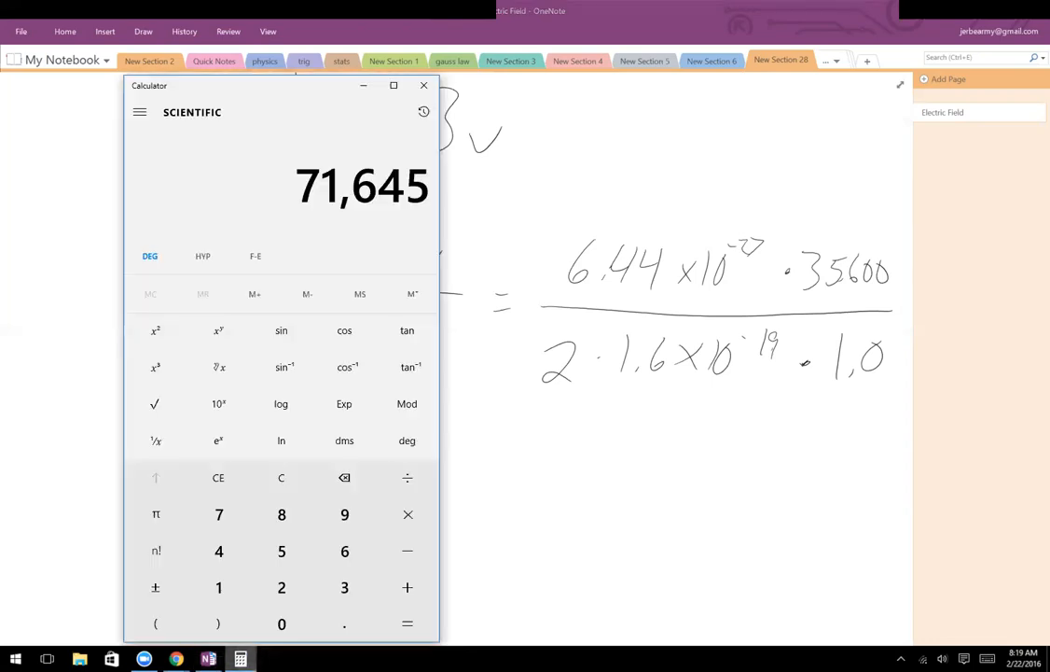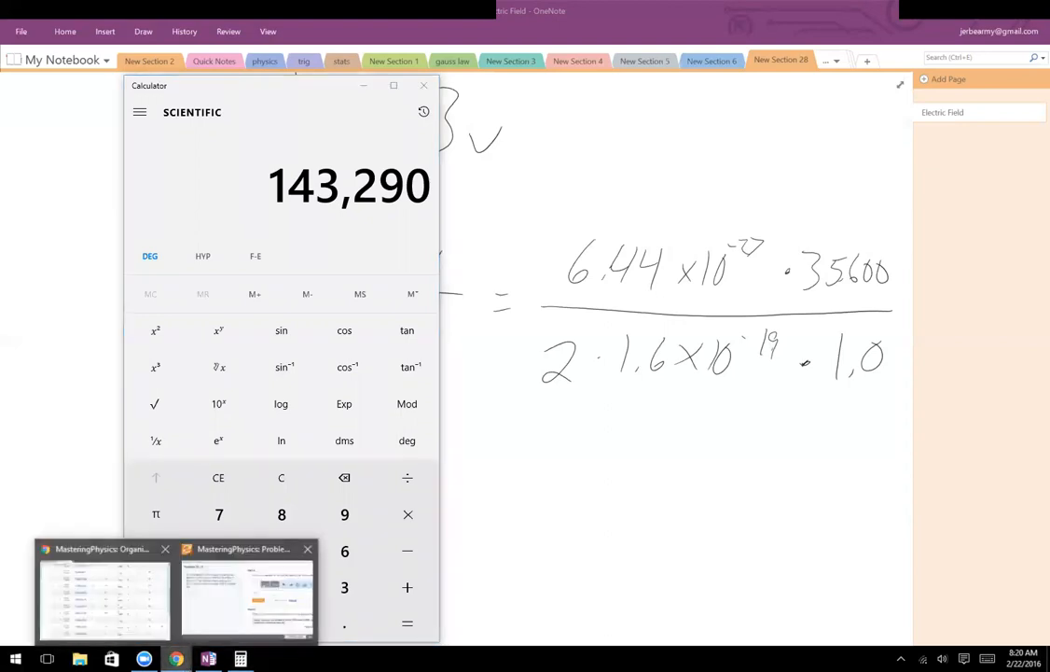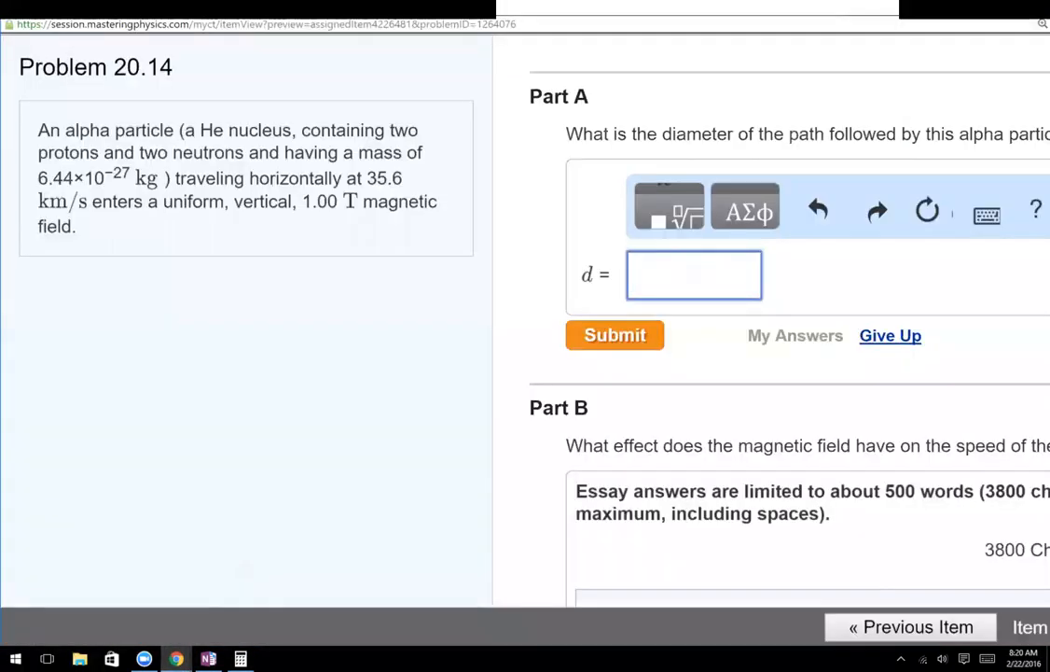So this is times 10 to the minus 4th, and that's the radius, right? So I want the diameter, so I'm going to go times 2. So that would be 1.43 millimeters. If I got my decimal place in the right spot, it should be 1.43 millimeters.